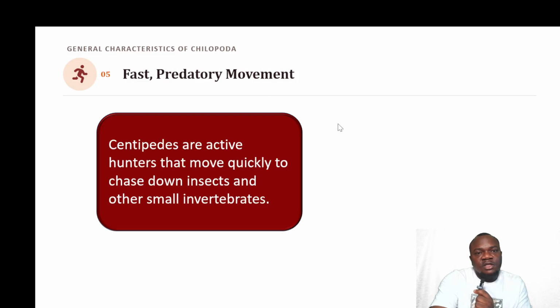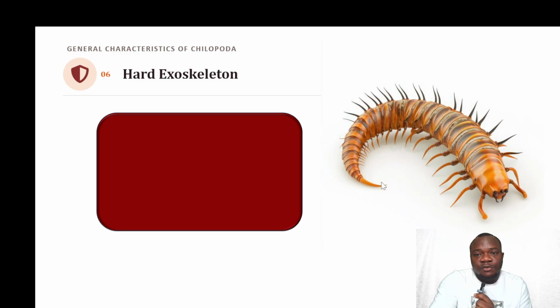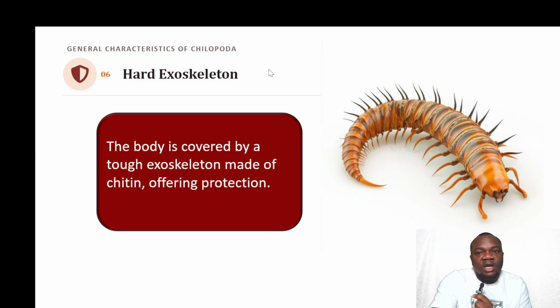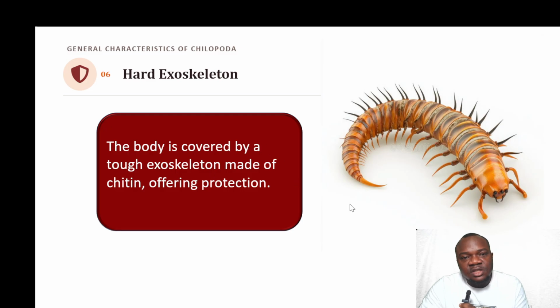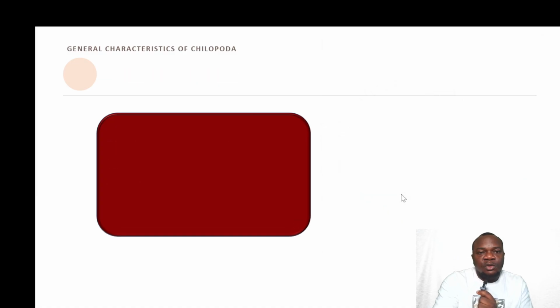They are very fast and very active. They hunt prey and quickly chase down insects and small invertebrates. So they feed on insects and small invertebrates, and that's their method of preying on other animals. And they have a hard exoskeleton. The skeleton is hard and covered by what they call chitin. That chitin is there for protection of the skeleton. Okay, so it's very important.